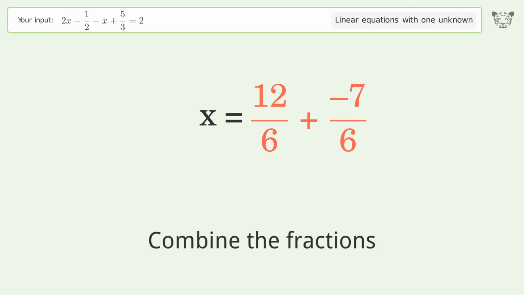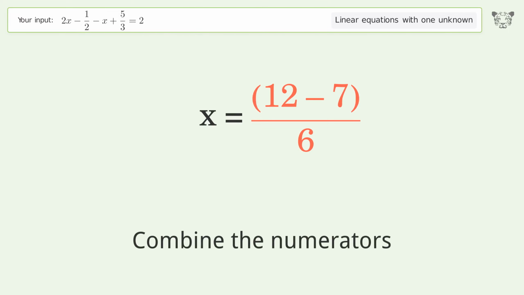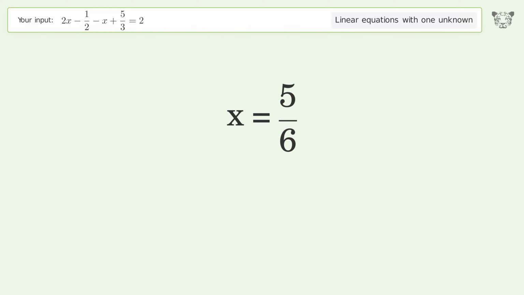Combine the fractions. Combine the numerators. And so the final result is x equals 5/6.